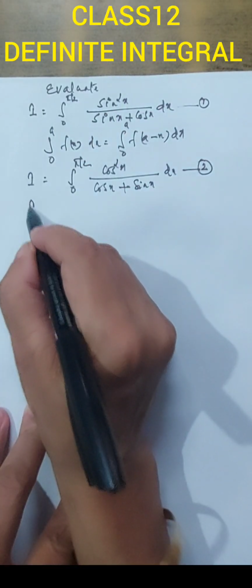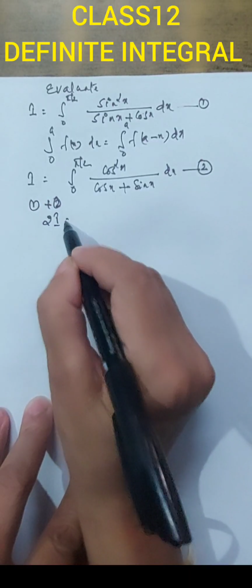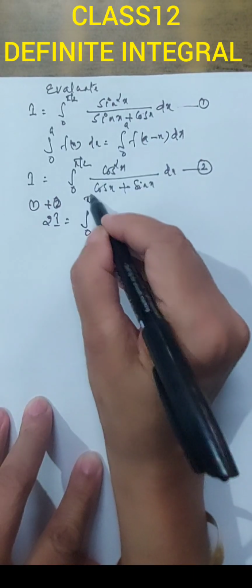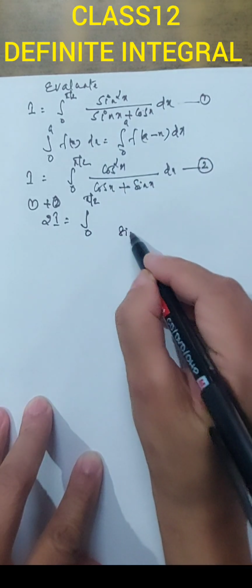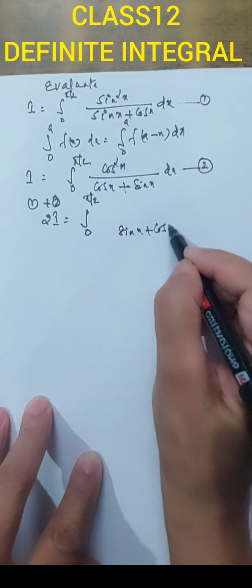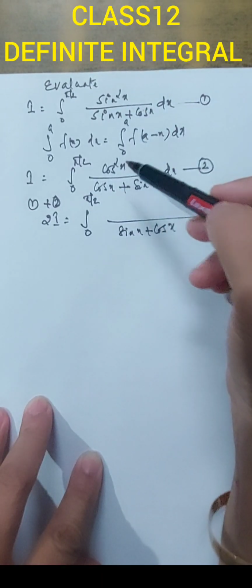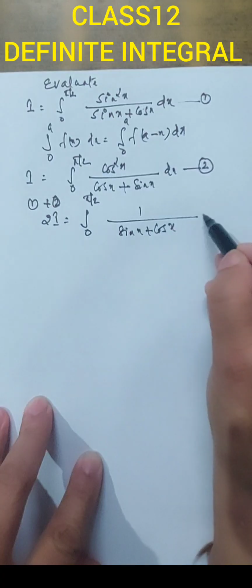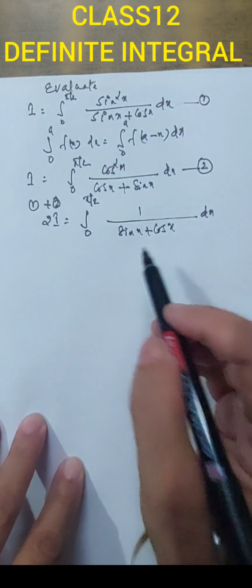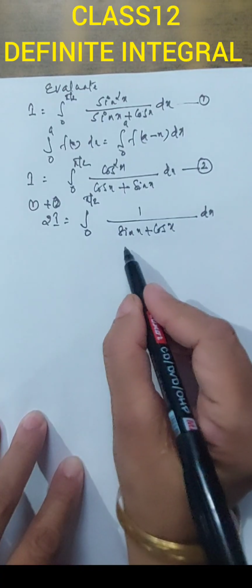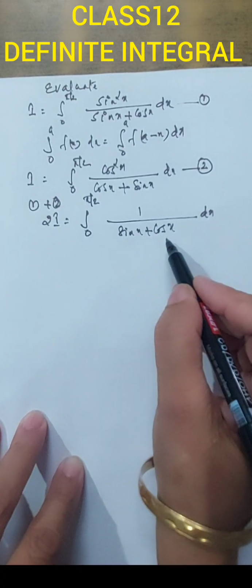If we add both the equations, 1 plus 2, on the left side I plus I will give you 2I, the integral from 0 to pi by 2. On the right hand side the denominator is the same, sin x plus cos x, so we can add the numerators. In the numerator it will be sin square x plus cos square x, which will give you 1.